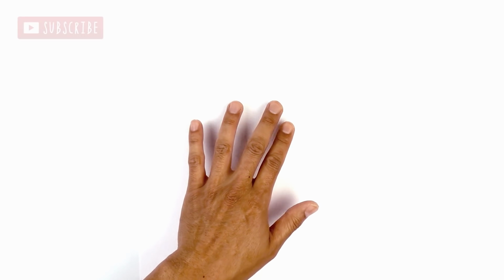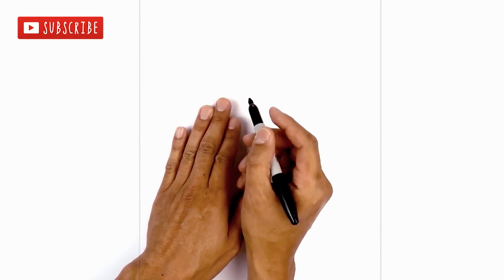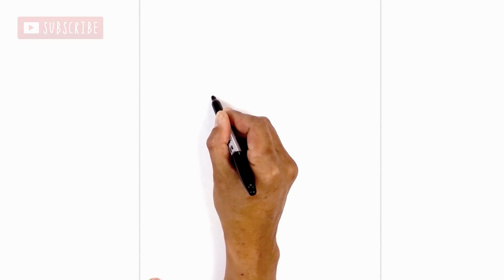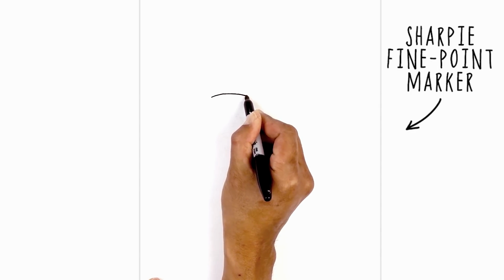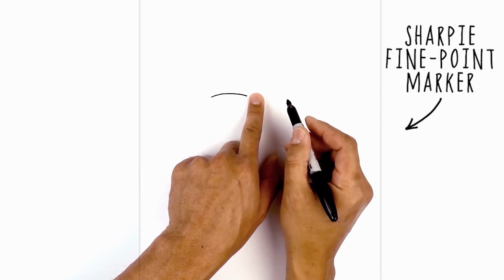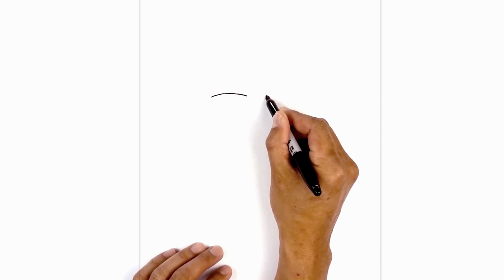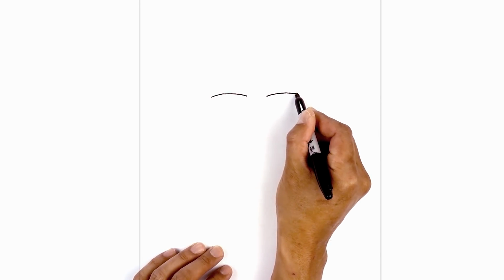I'm going to get started at the top of my page with the upper eyelid. So let's move over to the left side. I'm going to start on the outside of the eye. I'm going to curve up and then back down towards the inside of the eye. Now I'm going to leave a gap in the center, line up the inside of the right eye, curve up, and then back down on the right.